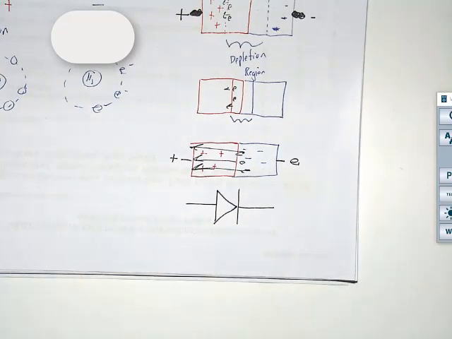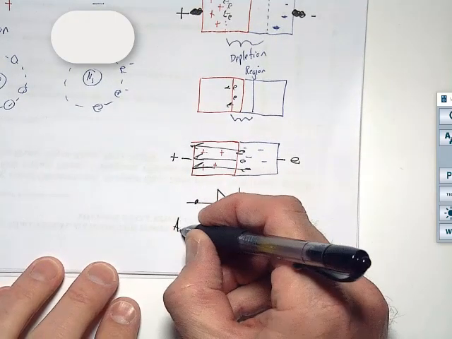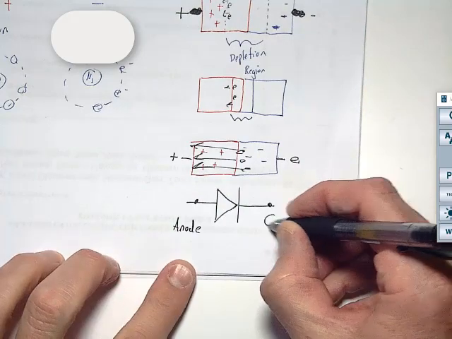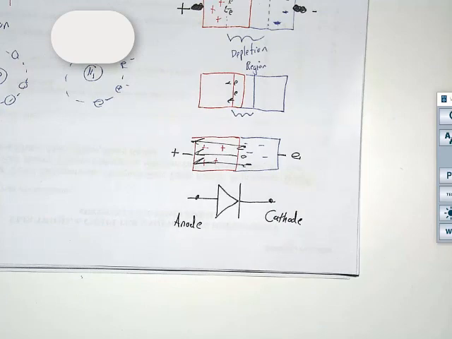This is no longer an unpolarized device. It matters which way you stick this in your circuit because the current is really only going to flow this way. Okay? So we are going to call this terminal right here the anode. And we're going to call this over here the cathode. And the reason is we want to differentiate ourselves from the cation material and the anion material.